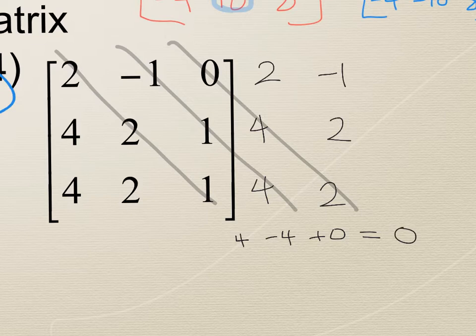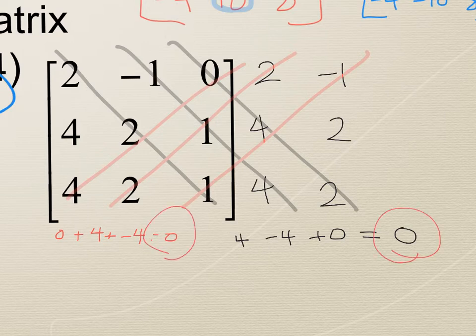Come back the other way. 0 times 2 times 4 is 0. 2 times 1 times 2 is 4. Negative 1 times 4 times 1 is negative 4. Add those up and I also get 0. And then I do the first one minus the second one, which in this case is 0. That is a determinant. You can have a determinant of 0.